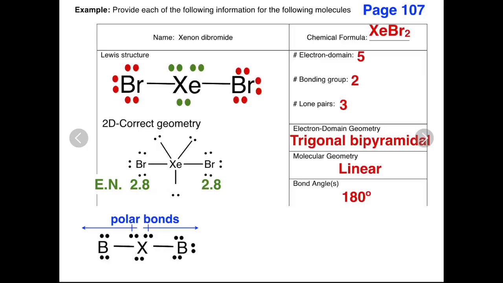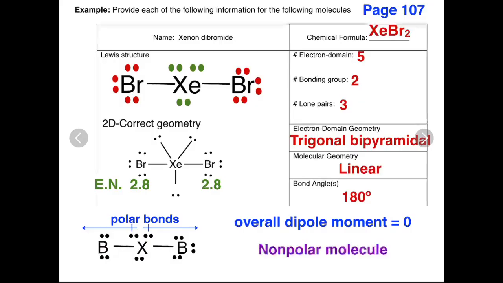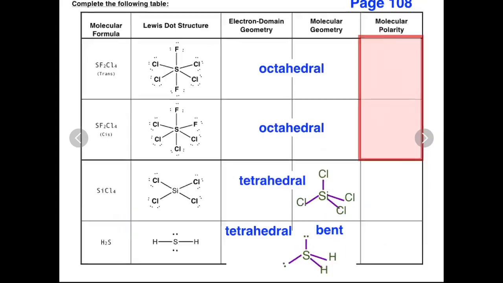Okay, so it's going to pull toward bromine on both sides, but because of the linear geometry, in this tug of war they are pulling both sides equally, so the overall dipole moment for this molecule would be 0, right? Because they are able to cancel each other out. Therefore, this molecule would be considered a nonpolar molecule. Okay, so that would be the conclusion of this example.